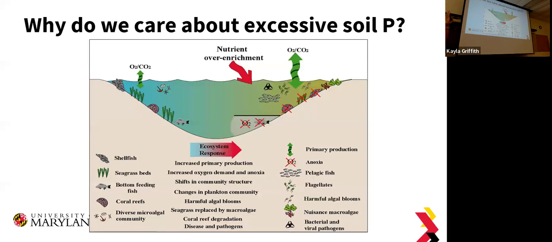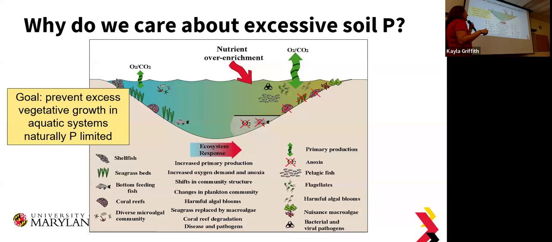So why do we care about excessive soil P, all right? We really want to prevent further degradation of our aquatic systems, okay? So when we put phosphorus, nitrogen too, but we're keeping the focus on phosphorus today, right? When we put phosphorus into our water bodies, we get this huge growth of submerged aquatic vegetation, which ultimately decreases the quality of our water, all right? These aquatic ecosystems are naturally P limited. Phosphorus generally only exists on the land. It's not very common in natural aquatic ecosystems.